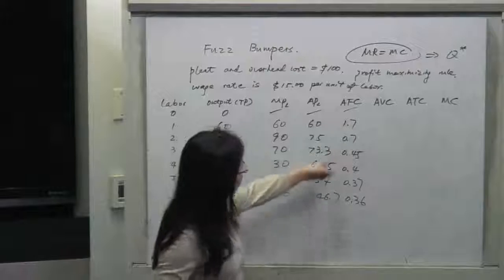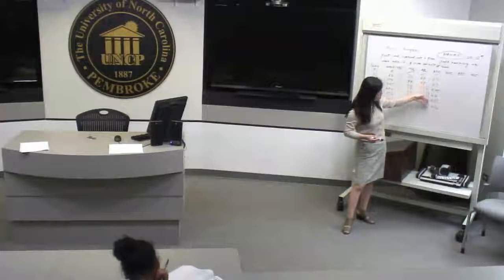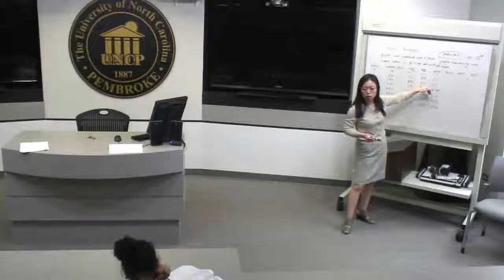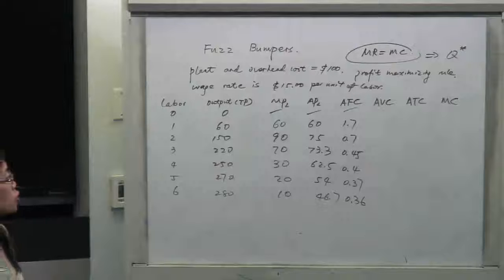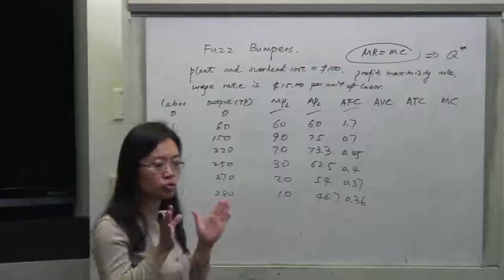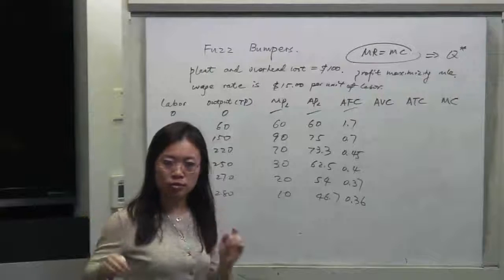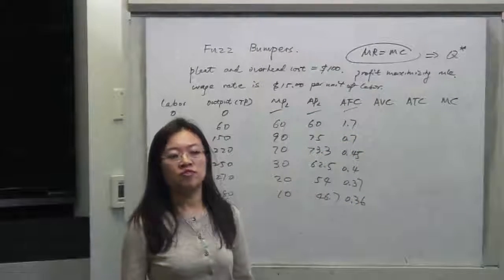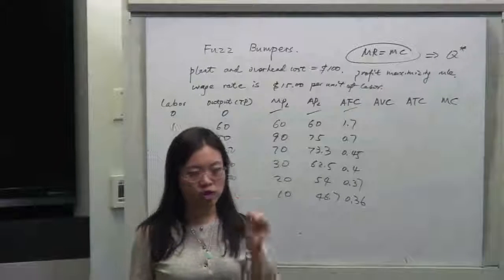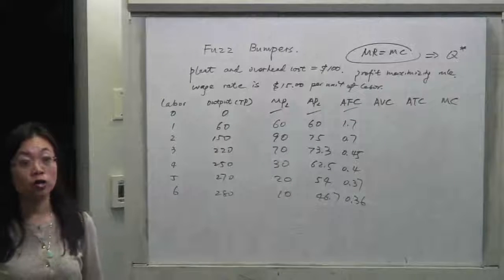Now I want you to look at the change of the average fixed cost. Is it going up or going down as you produce more and more? It's going down. It should be, because your total fixed cost is the same, but the output is increasing. Now let's calculate average variable cost. So we need to find the total variable cost. How do we find the total variable cost?